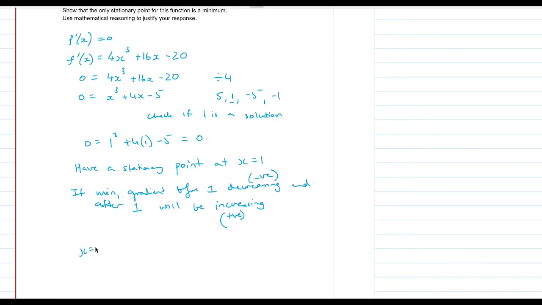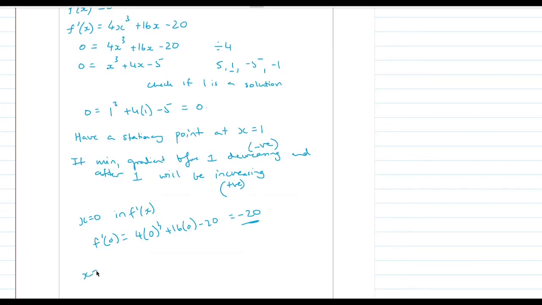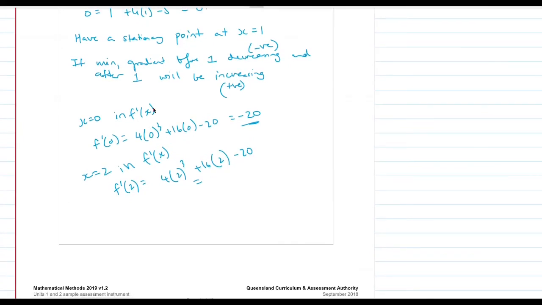So let's sub in x equals 0 in f dash of x, and we have -20, and let's sub in x equals 2 in f dash of x, and we have 4 times 2 cubed, 16 times 2 minus 20, which is 8 times 4, 32, plus 32 minus 20, which is 44.